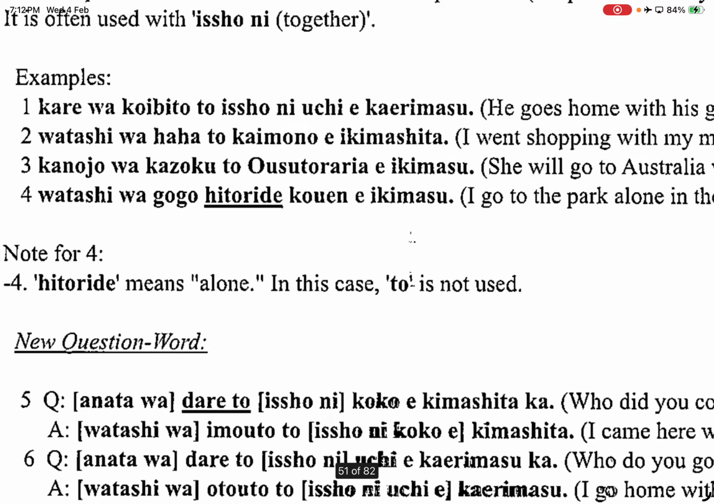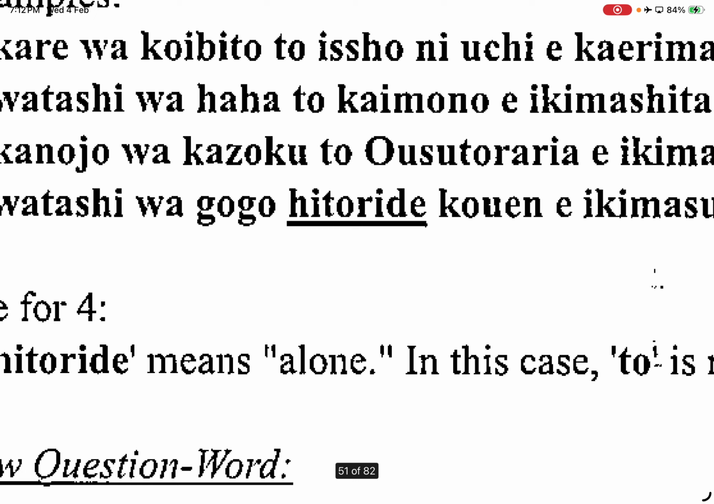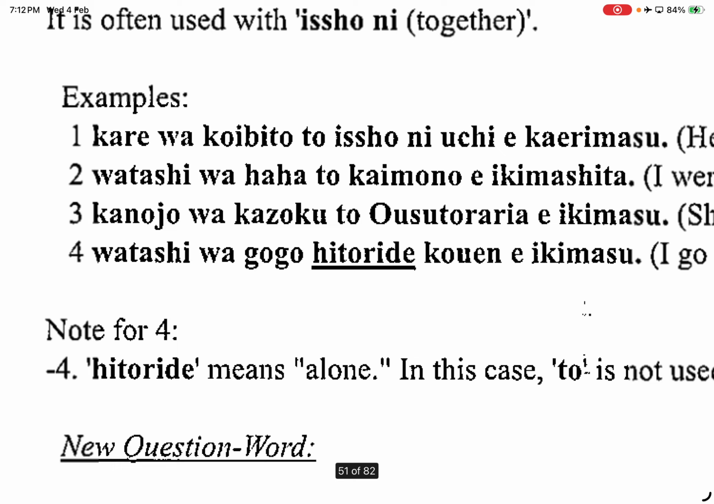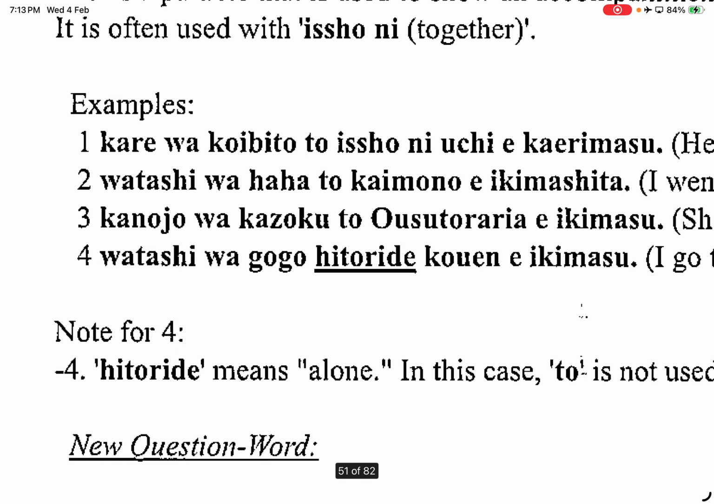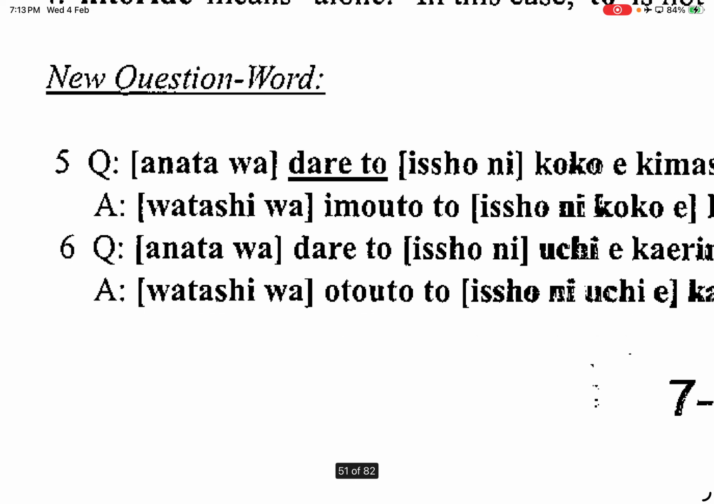Then if it's one person, we don't say hitori to. Hitori to is like with one person, which is very weird to say. So instead we say by oneself. If you recall, the "by" in Japanese, which we learned in the previous section, is de. This is why hitori de, by oneself, is the best answer here. Then we also learned the new question word, because it's a who question, so just change to dare. Dare to.